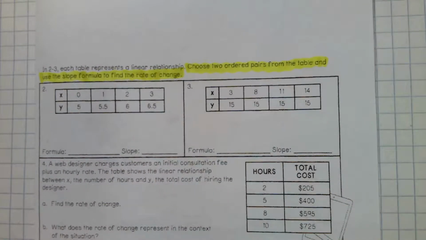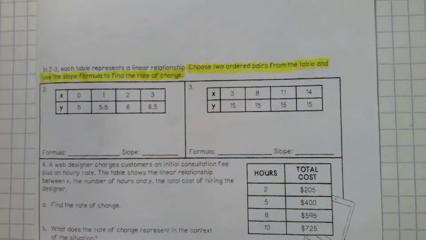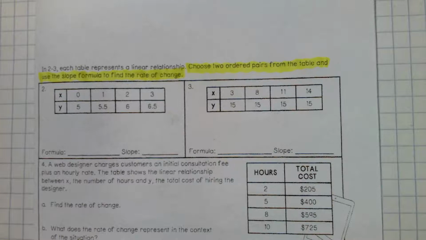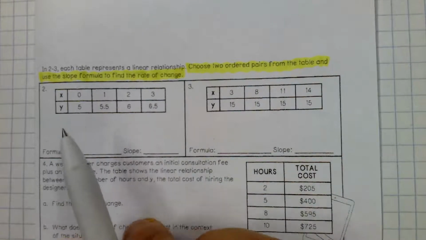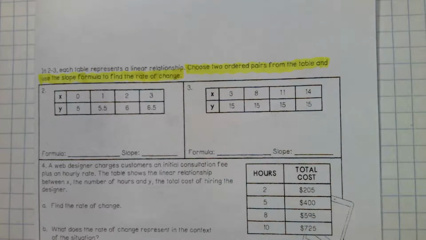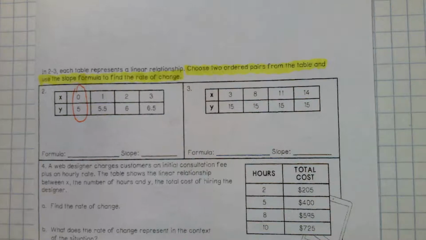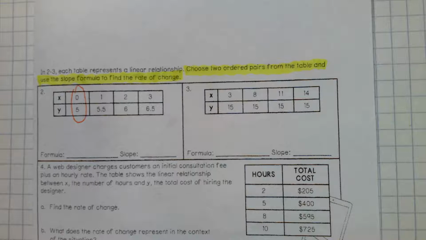So once they tell you that the table has a linear relationship, any two pairs of points along with the slope formula will give us the slope. So let's choose some pairs. We have x and y values that go together. So I don't know about you, but anytime I see a 0, that's usually a good point to pick. Just makes doing the math easier.